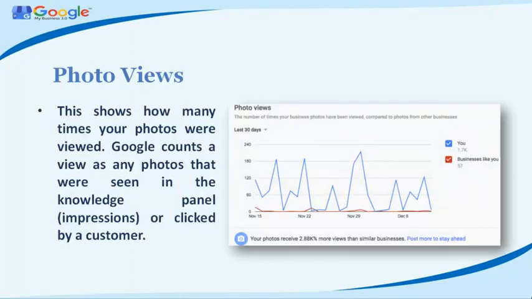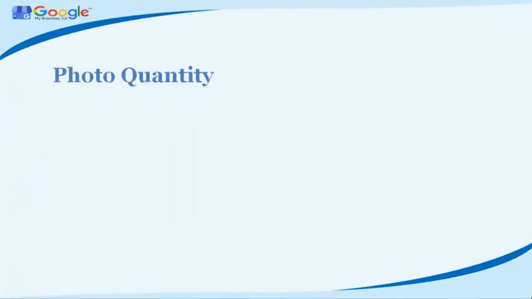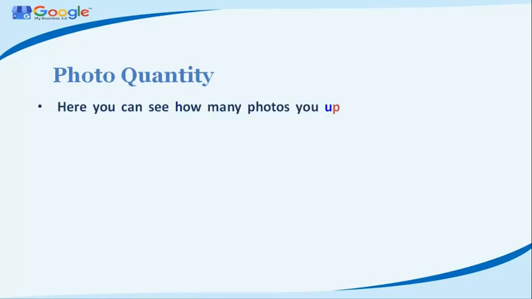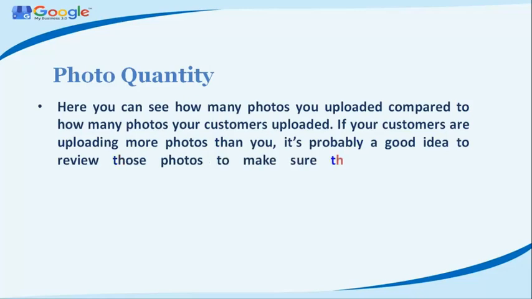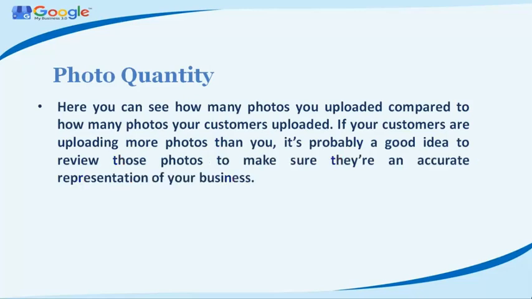Photo views. This shows how many times your photos were viewed. Google counts a view as any photos that were seen in the Knowledge panel, impressions, or clicked by a customer. Photo quantity. Here you can see how many photos you uploaded compared to how many photos your customers uploaded. If your customers are uploading more photos than you, it's probably a good idea to review those photos and make sure they're an accurate representation of your business.